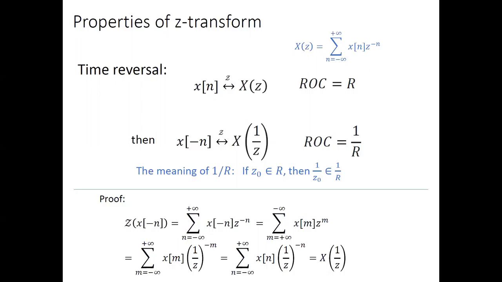How to understand 1 divided by R? So if there is a point Z0 in the original ROC R, then the point 1 divided by Z0, which is also a complex number, is inside the set 1 divided by R. It is hard to plot the set 1 divided by R in the figure. But intuitively, the set 1 divided by R is the set of reciprocals of all the points in the original ROC R. In other words, the original ROC R contains a set of points, a set of complex numbers. The reciprocals of all these complex numbers constitute a new set. This new set is called 1 divided by R.